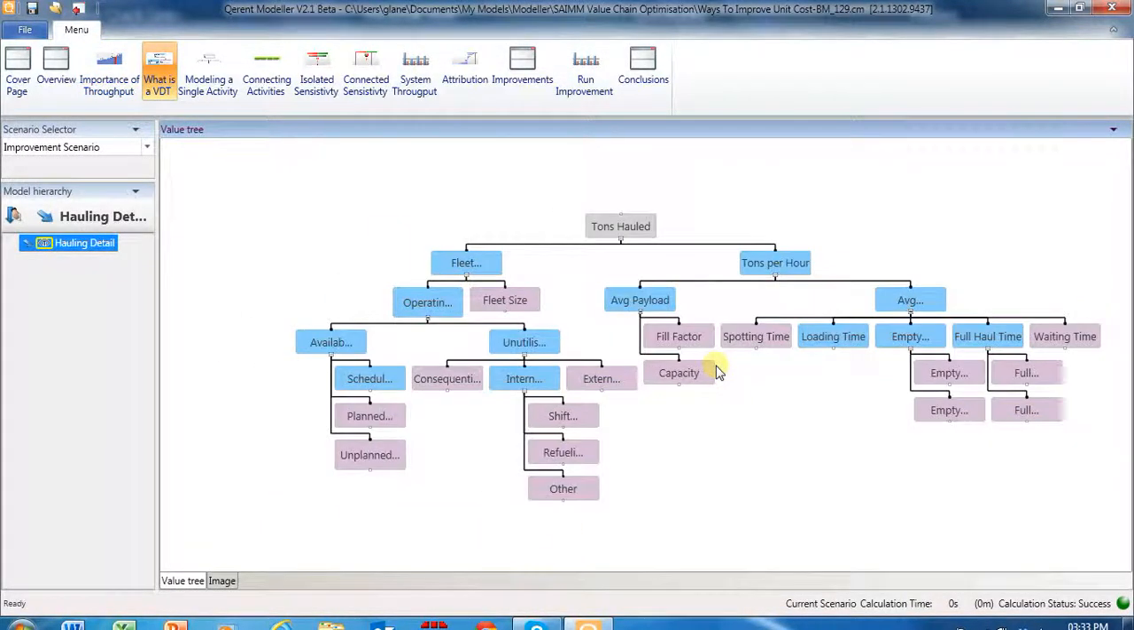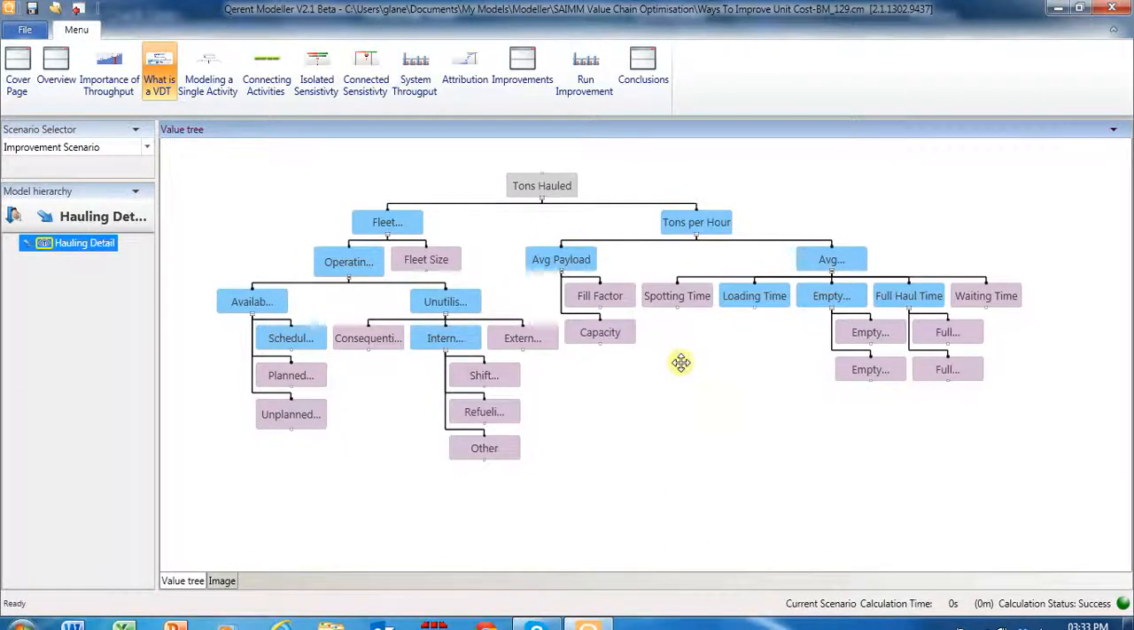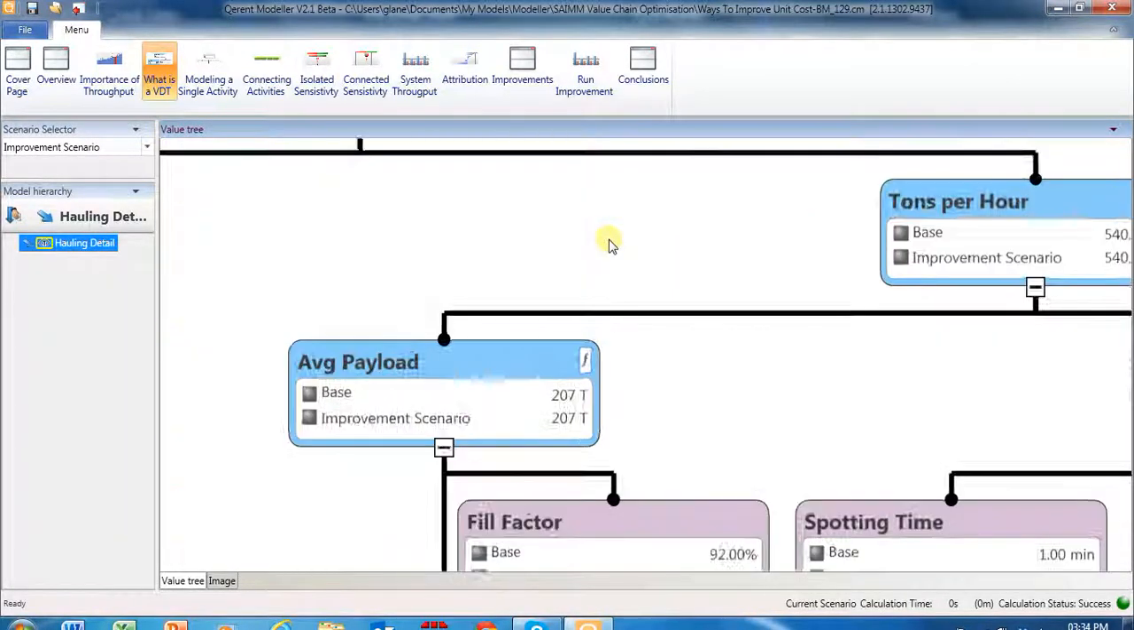A value driver tree is really just a visual representation of an underlying model of all the variables of the business. So here I've got a value driver tree for hauling. It shows all the variables that make up hauling rate. Now let's just drill in and have a look here.